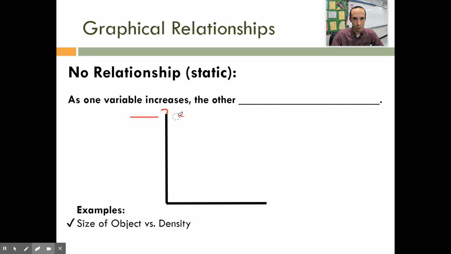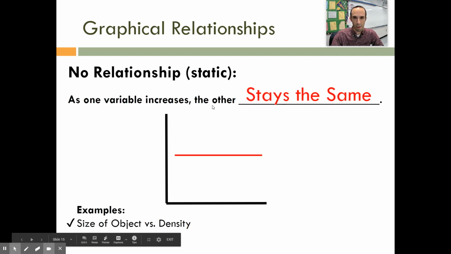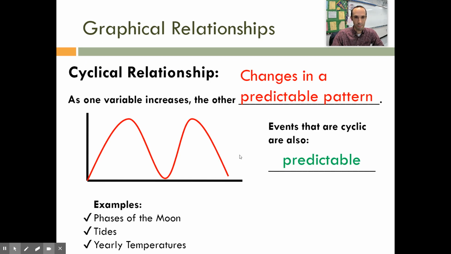There's no relationship between the variables. When one variable is increasing, the other is staying the same, and so you see a nice flat line like this. And there's good examples of this. Well, maybe not a good example, but you can think about your heartbeat, kind of like this: up, down, up, down, up, down.